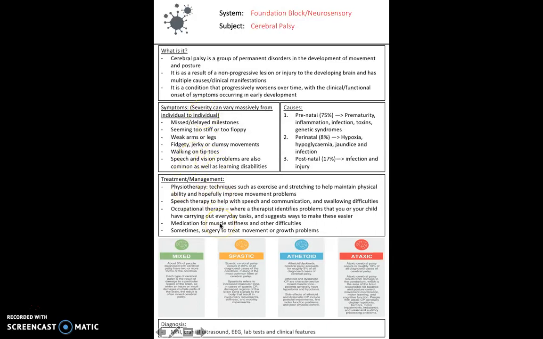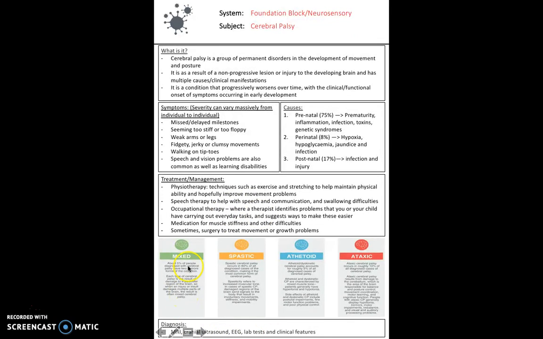In terms of treatment or management, really this is focused on management of cerebral palsy, so physiotherapy is really important, speech therapy to help with speech, occupational therapy, medication for any muscle stiffness and other difficulties, and sometimes some patients undergo surgery to treat movement or growth problems.